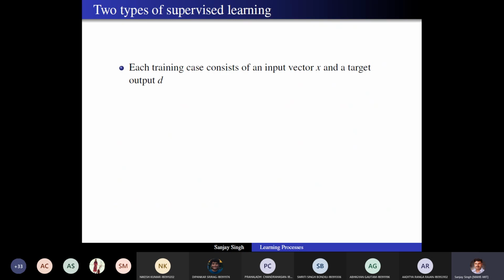Now, basically, there are two types of supervised learning algorithms, or two flavors of supervised learning. In the first one, each training case consists of an input vector X and a target output D. Sometimes in Haykin's book he talks about desired output D, so don't get confused. The first one is called a regression problem. In a regression problem, once you have these values, you are able to find some continuous value or real values in response to that. This is what I mean by regression problem.